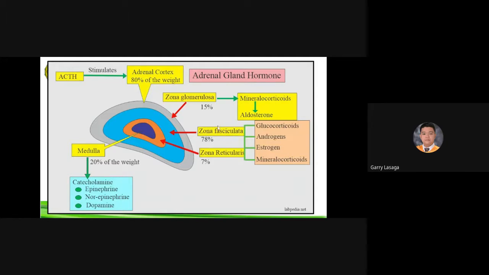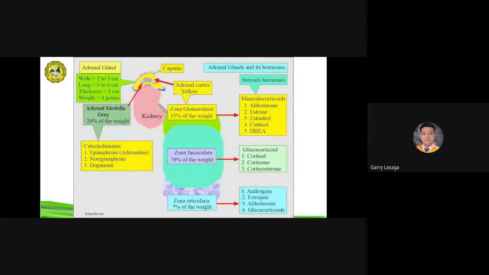So this morning, we are going to proceed to the second portion of the adrenal gland, which is the adrenal medulla. We also have here the different hormones or steroid hormones that are produced by the adrenal glands.